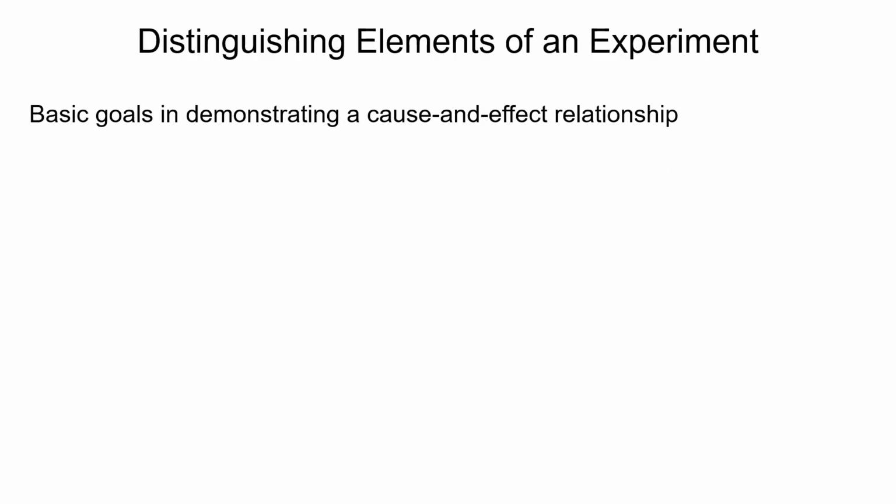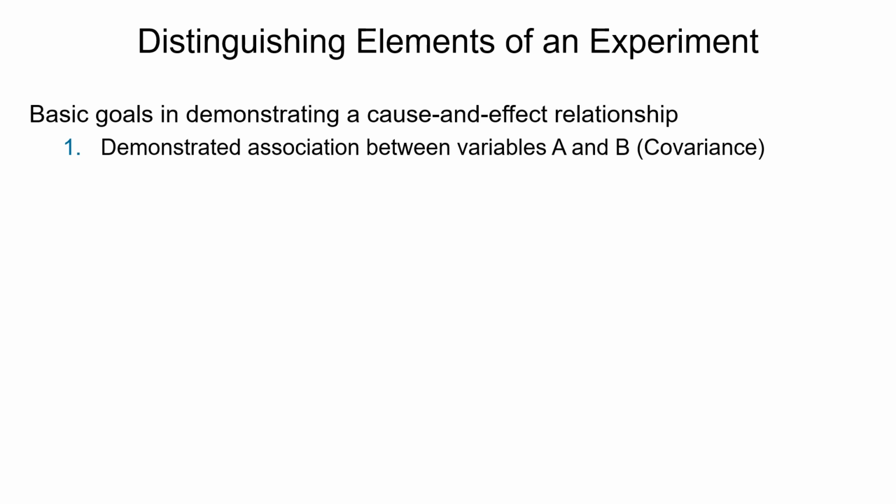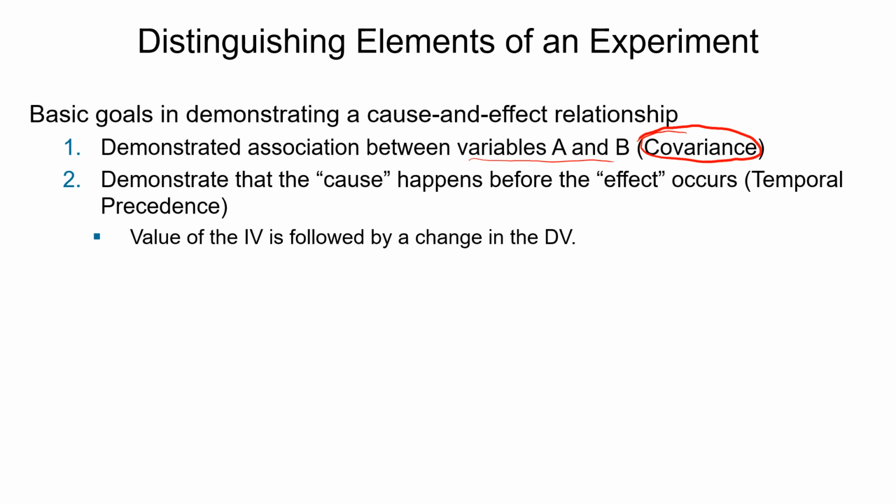So you recall those three goals in demonstrating the cause and effect relationship. These are the ones I've said a few times today. We talked about it in the previous lecture. First, you have to demonstrate that relationship between A and B, or covariance. You must have temporal precedence, meaning the independent variable has to come before the dependent variable.